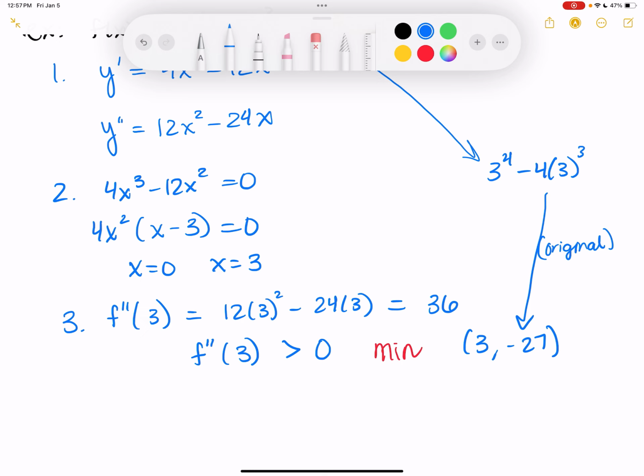So I need to check f double prime of 0. Which I already told you that one of them is, we're going to be required to do step 4, so you're probably going to know this one. So if I plug in 0 to the second derivative, I get 12 times 0 squared minus 24 times 0, which is 0. So that means that the second derivative test fails. Uh-oh. Fail.